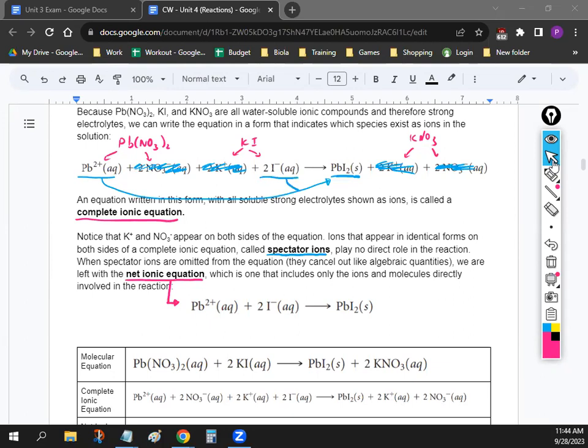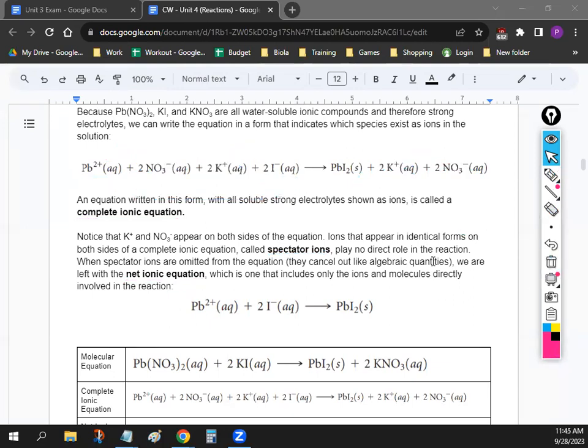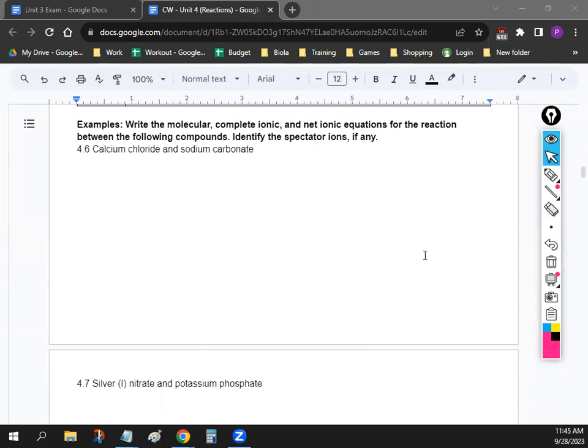You guys think you could try it out? Okay. All right. We'll do one together and I'll have you guys try some on your own. But let's do 4.6 together. What we're going to do is write the molecular, complete ionic, and net ionic, and we're going to figure out the spectators.